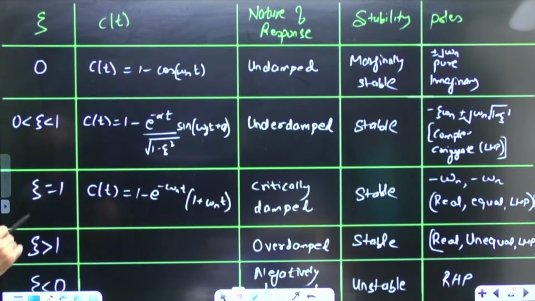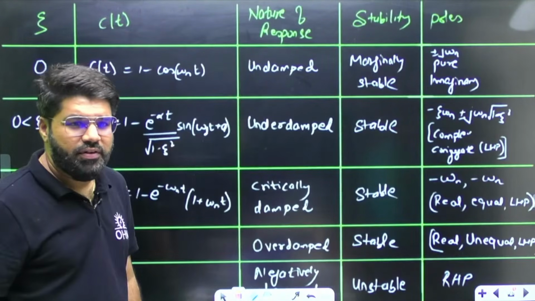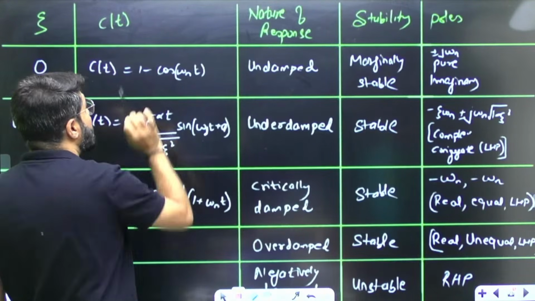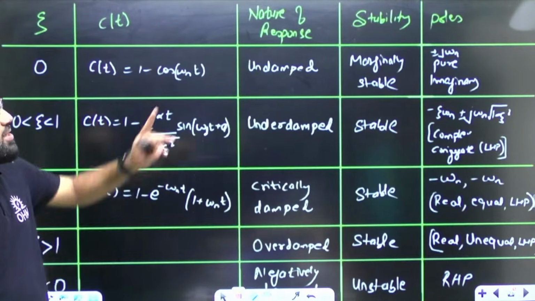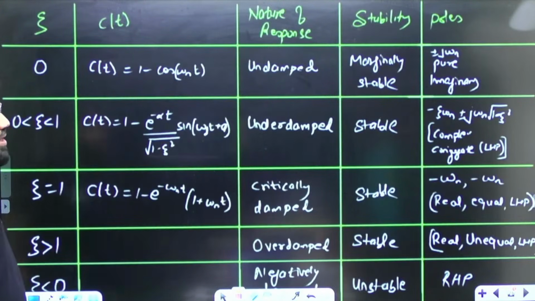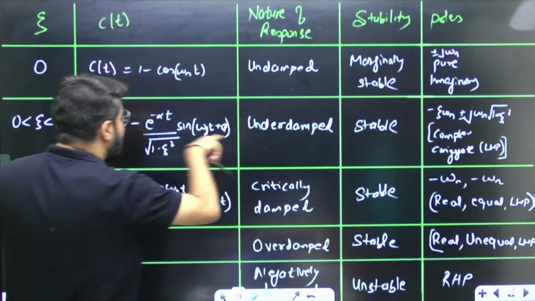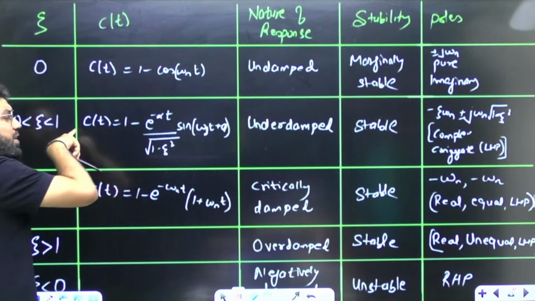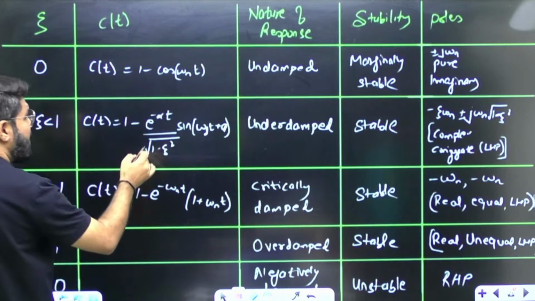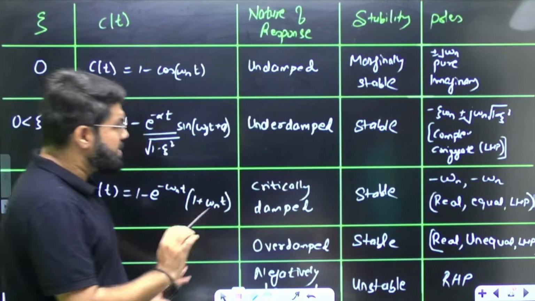So see, for zeta equal to 0, like earlier, one of the questions I have shown you, the waveform question also, zeta equal to 0, response is undamped. The expression turns out to be 1 minus cos omega nt. System is marginally damped, oscillatory system, and the roots are pure imaginary, plus minus j omega n. For zeta between 0 to 1, the system response is underdamped, and this is the output expression from which numericals can come. That is why I have asked you to remember it. 1 minus e power minus alpha t upon root 1 minus zeta square sine omega dt plus phi. The system is stable.